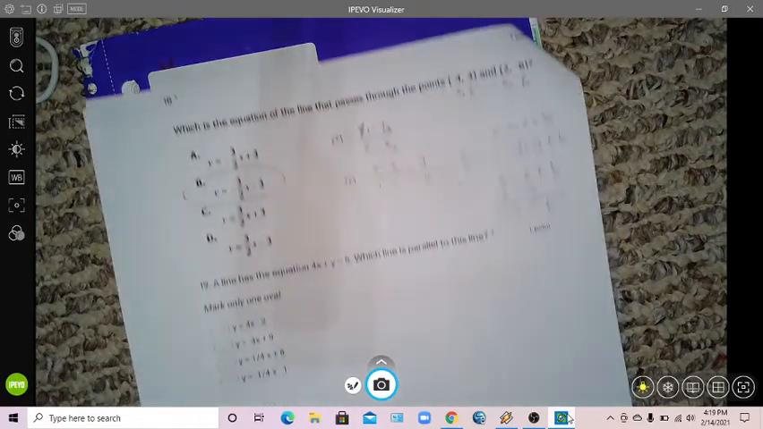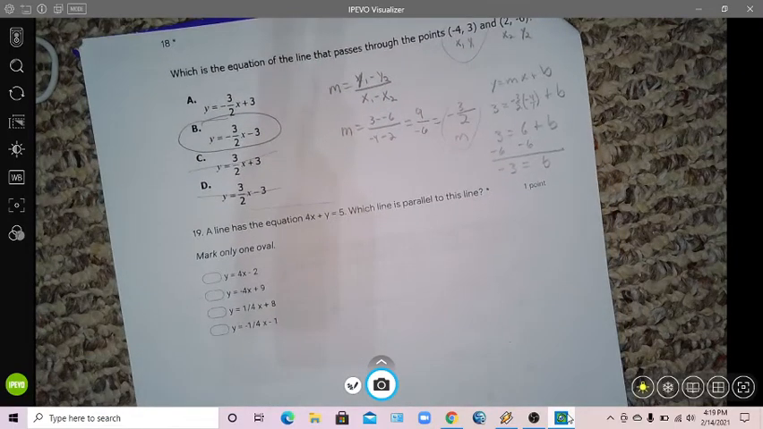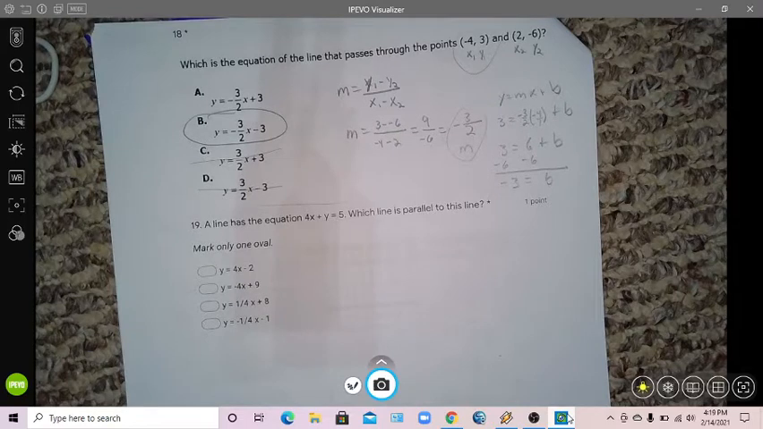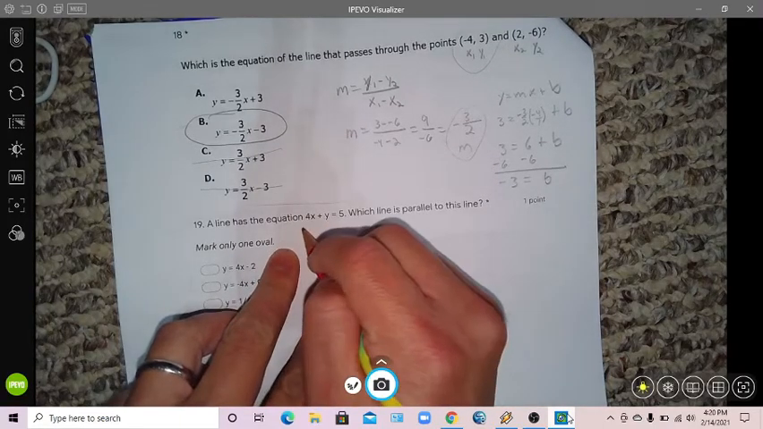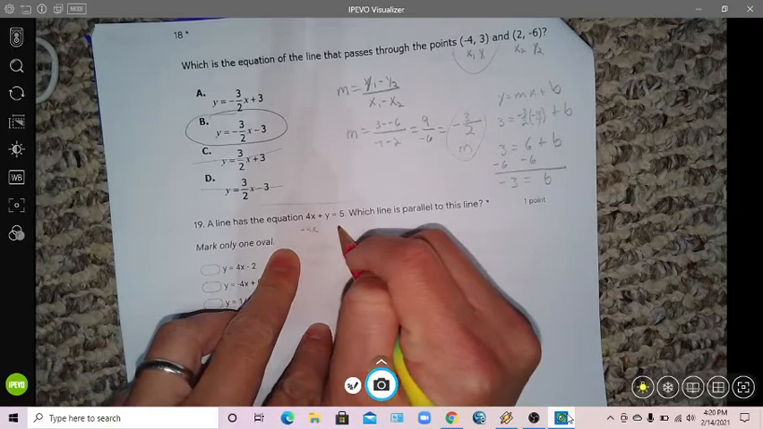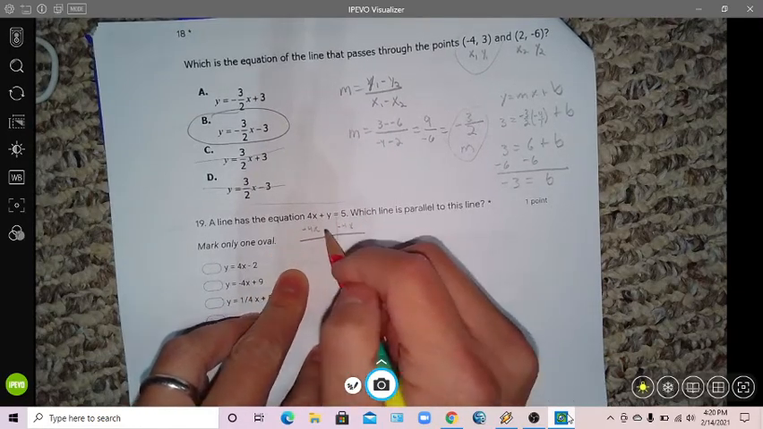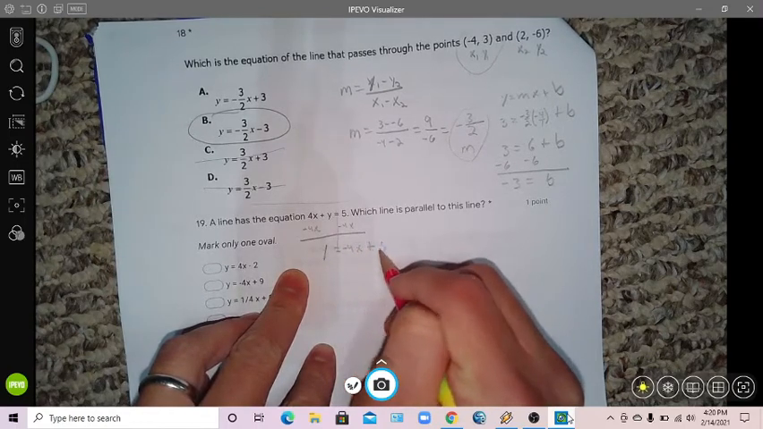Alright, number 19. A line has the equation of 4x plus y equals 5. Which line is parallel to this line? Okay, so I want this in y equals mx plus b form so I know what the slope is. Let's solve this for y. So I'm going to subtract 4x on both sides. So I have y equals -4x plus 5.